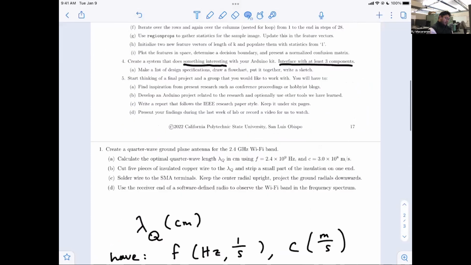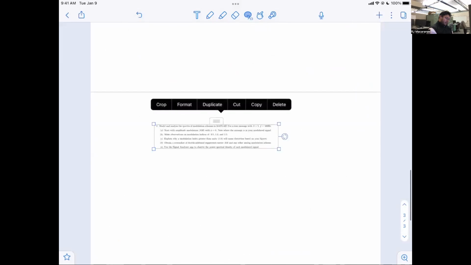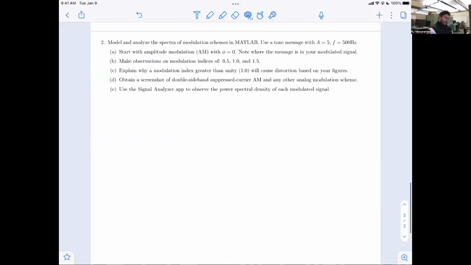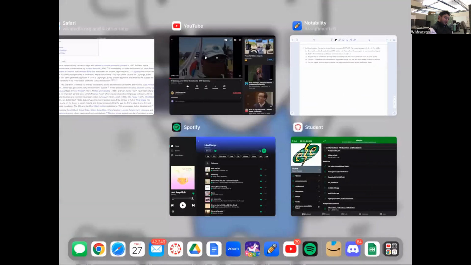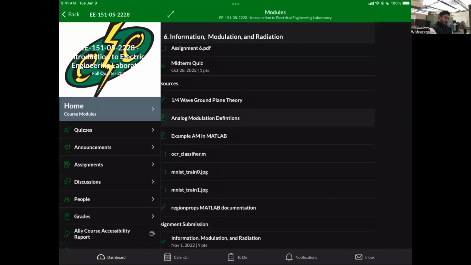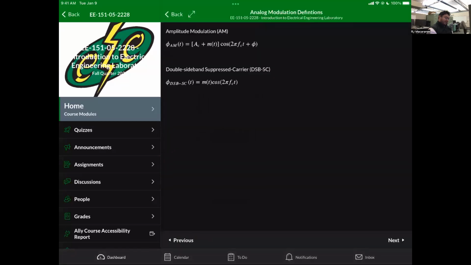So in part 2, we're going to be looking at the spectrum, and I think I've stuck with amplitude modulated signals. Before we do that, let's just take a step back and talk about what an amplitude modulated signal looks like. Up here on the Canvas page, I posted the definitions. So we have this phi sub AM of t, the product of the sum of AC plus the message m of t times this cosine.